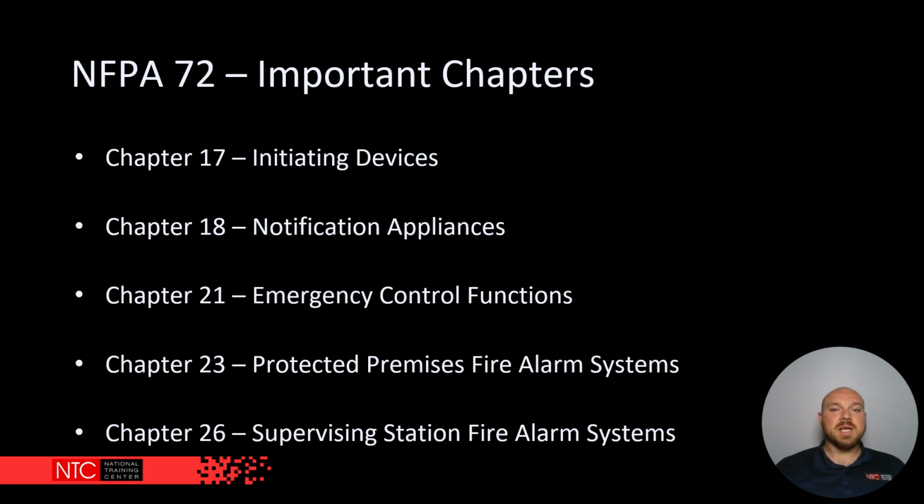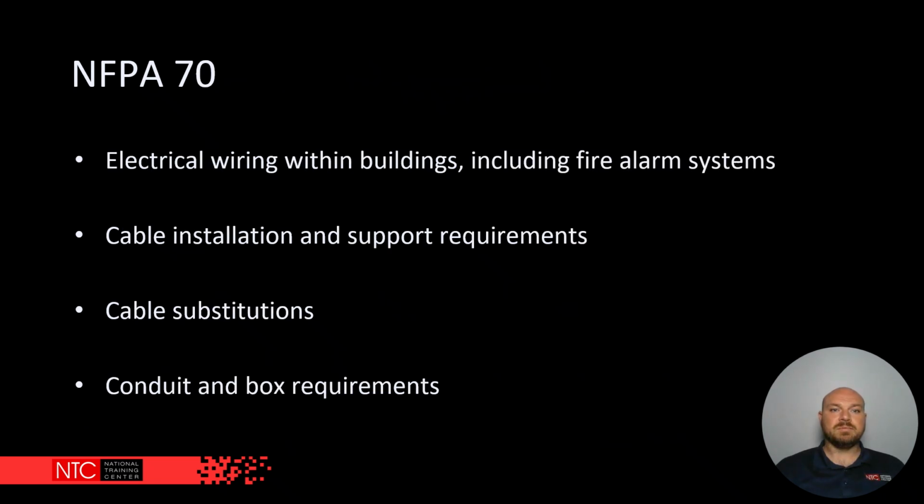Chapter 23 is protected premises fire alarm systems. What we are looking at in Chapter 23 is the requirements of the fire alarm system as it pertains to the on-site system. Chapter 26 is going to be a little bit in conjunction with 23. It is our chapter on supervising station fire alarm systems. So when we have off-site monitoring of the fire alarm system, that's what Chapter 26 is going to go over.